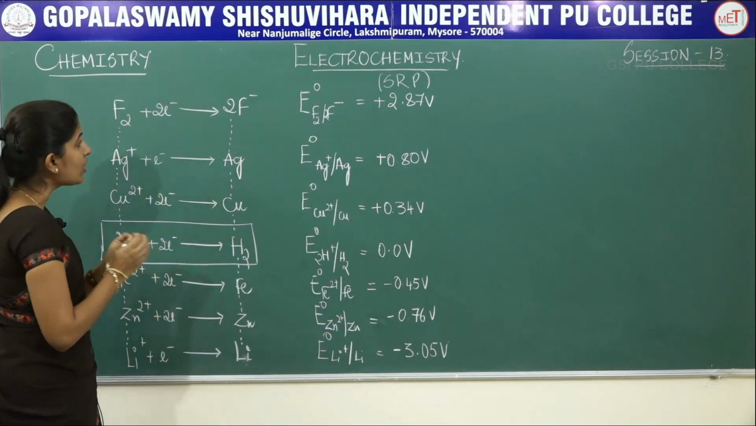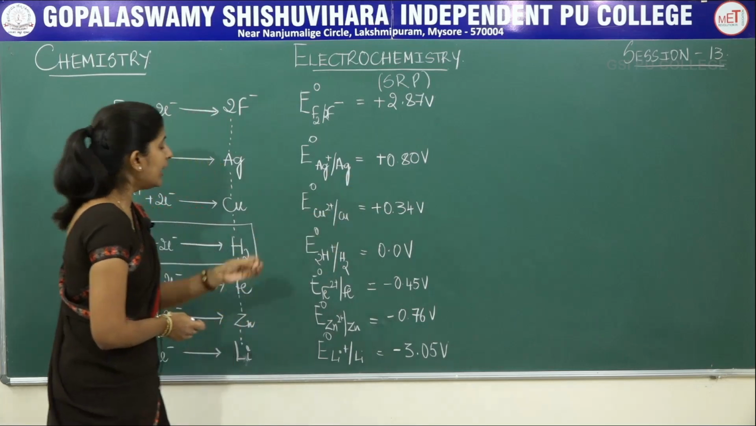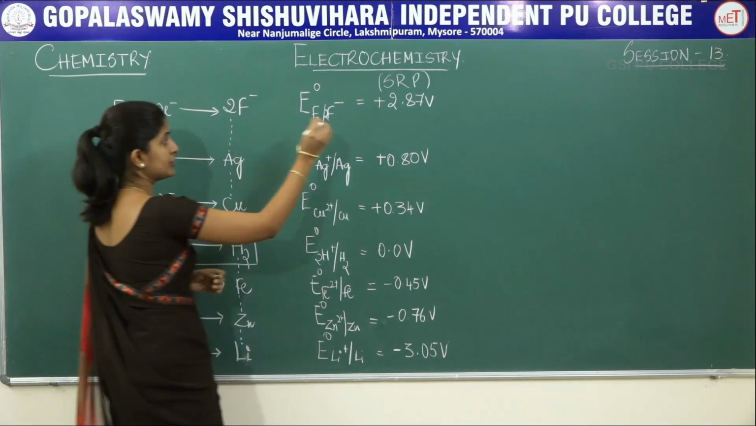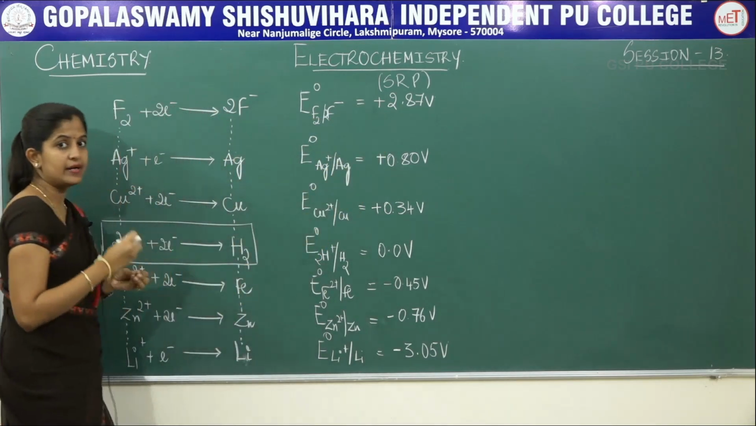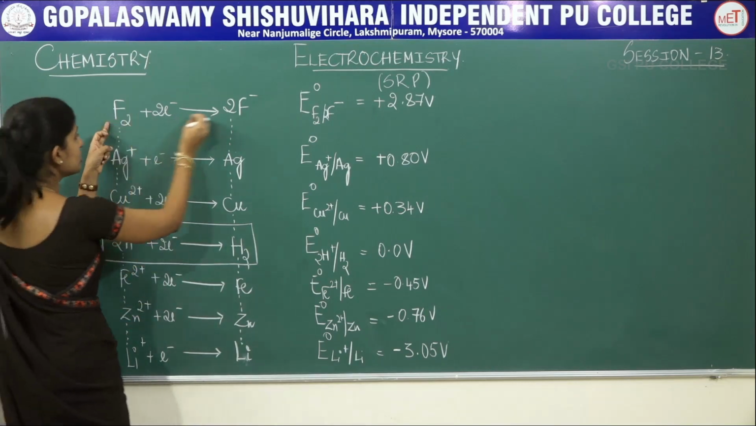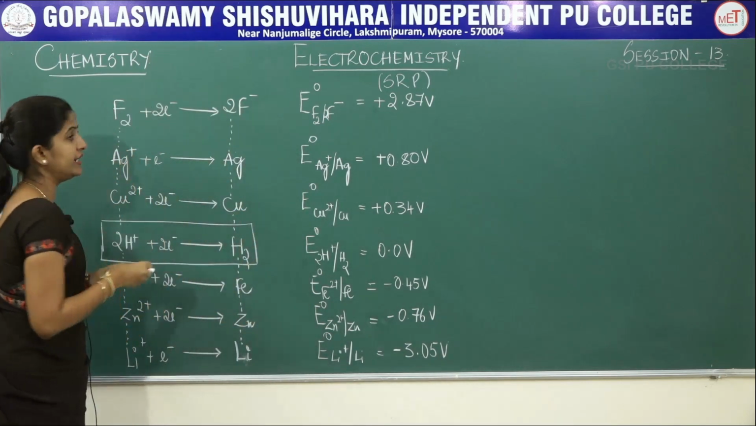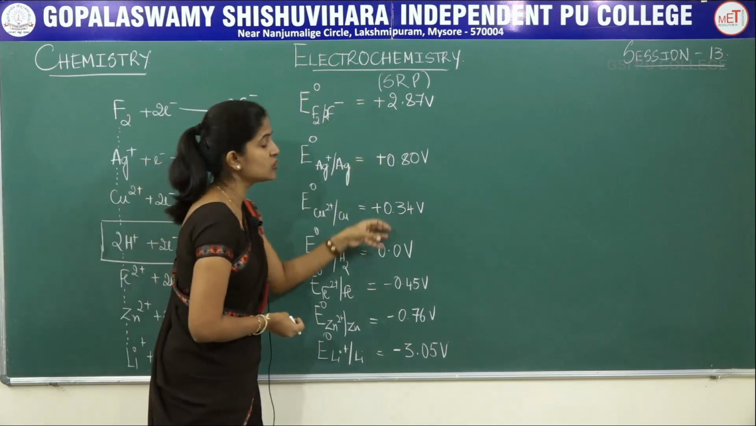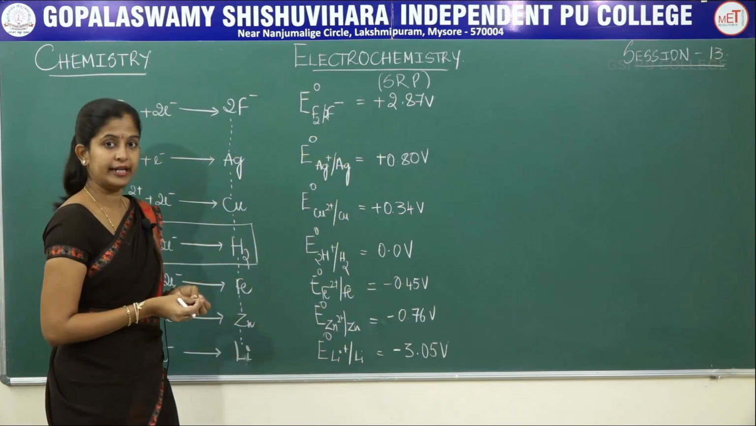Now let us see what is the consequence of these positive values, that is what do you mean by these positive values and what do you mean by these negative values. So the standard reduction potential value, if it is positive, which means that its standard reduction potential is very high, which means that the reduction reactions happen very easily, or this fluorine is ready to reduce itself very easily. So the positive values means its reduction potential is very high and it readily undergoes reduction.